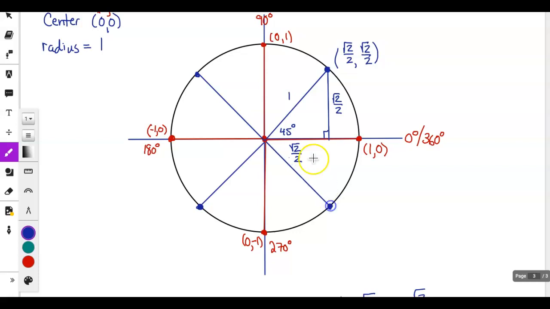So, for example, if I do 90 plus 45, then this angle right here would be 135 degrees. And it would have an ordered pair of, well, if I go left root 2 over 2, then this would be negative root 2 over 2. But I'm still going up the same amount, so this would be positive root 2 over 2. Now I can continue to do that.